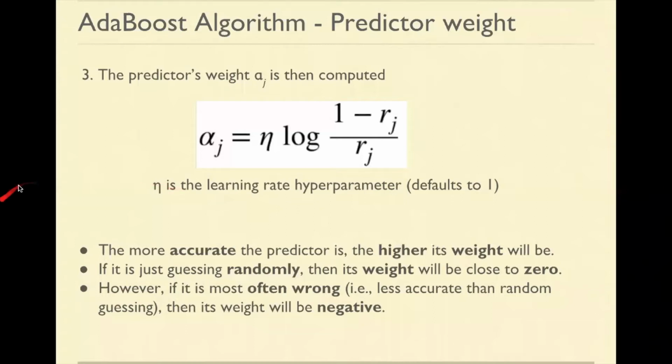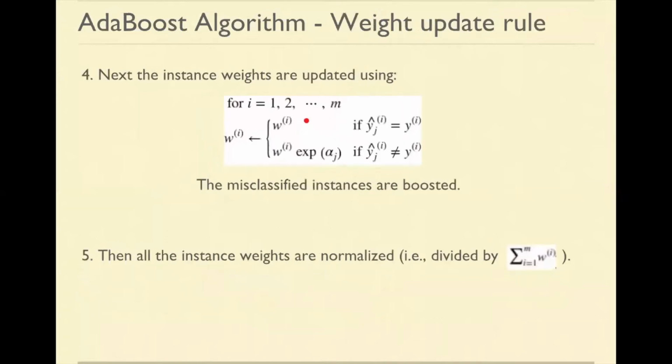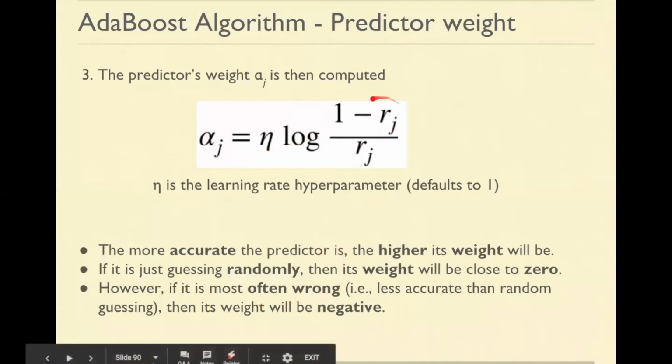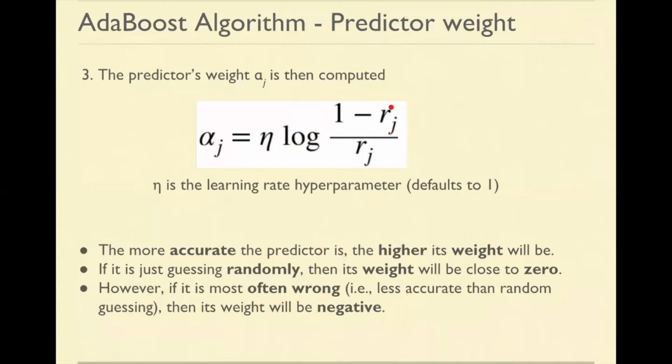A question from Gopi: this formula is applied to all the weights on each boosting iteration, then Rj is reevaluated. That's correct. If Rj is really high, let's say 0.99, which means the error rate is high and the algorithm is often wrong, then the weights will be negative.